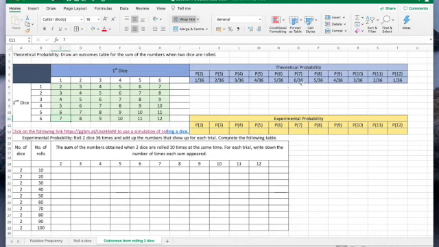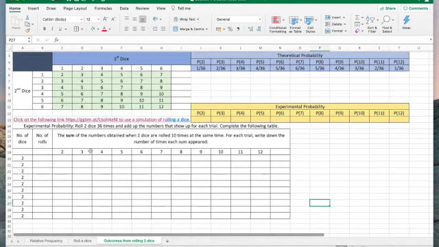Why do you think 7 is appearing more than any other number in theory? And why do you think 6 and 8 will be the next numbers? Because they appear 5 times each, followed by 5 and 9, followed by 4 and 10, followed by 3 and 11, followed by 2 and 12. Why do you think that is the case? I want you to think about that answer. Right, so what we want to check now is what happens in an experiment.